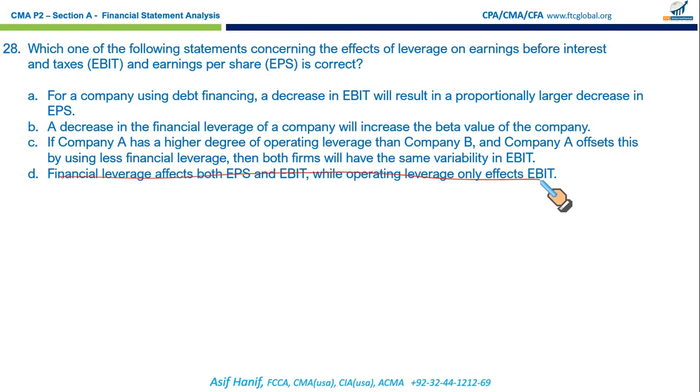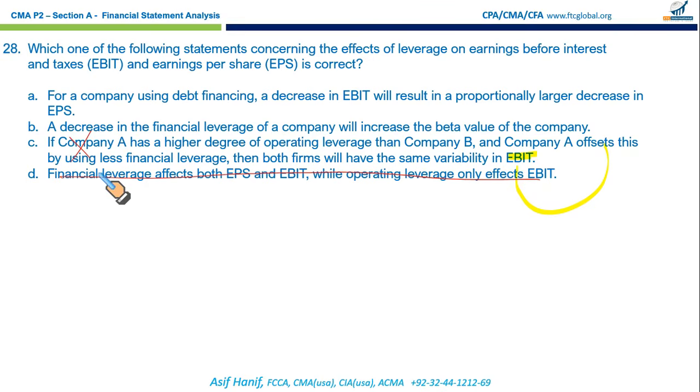C. It says if company A has a higher degree of operating leverage, it has more fixed cost than company B, and company A offsets this by using less financial leverage, then both firms will have the same variability in EBIT. It's wrong. EBIT is influenced by operating leverage only. It cannot be offset, reduced or changed by financial leverage. This statement is incorrect as well.